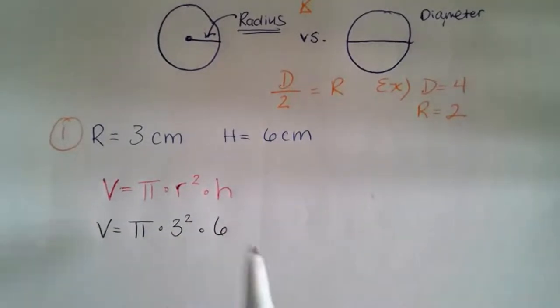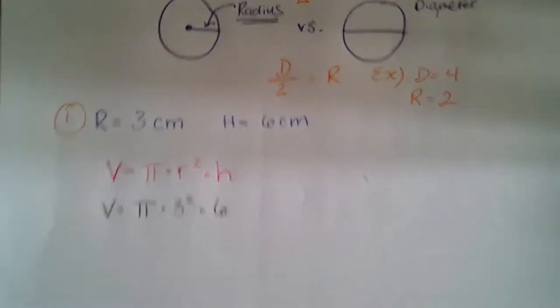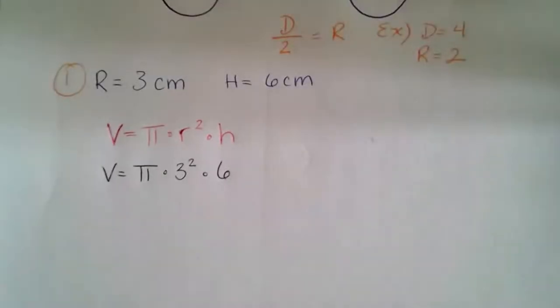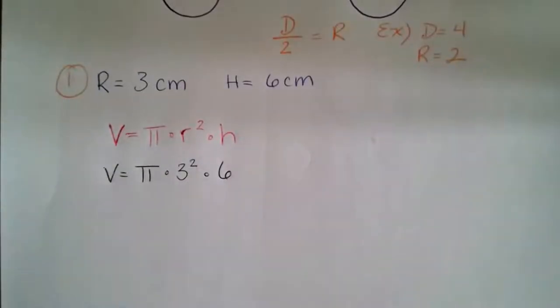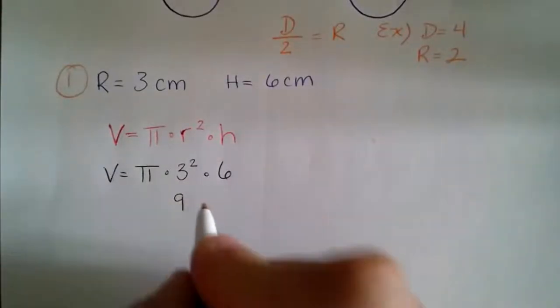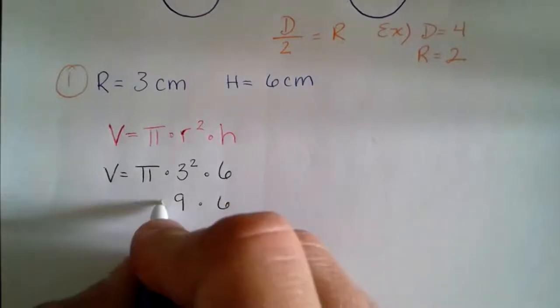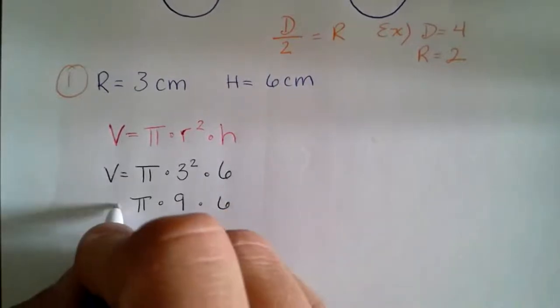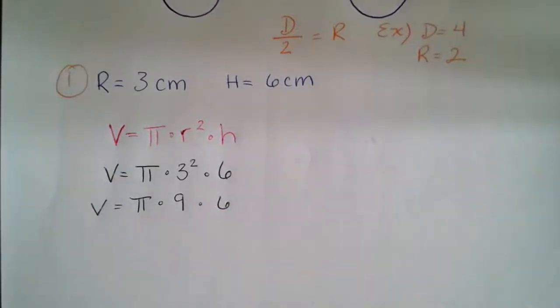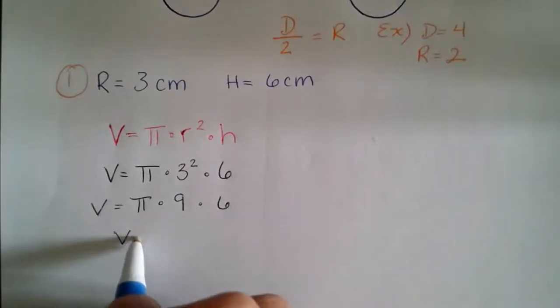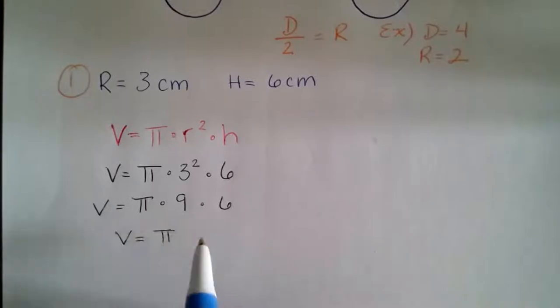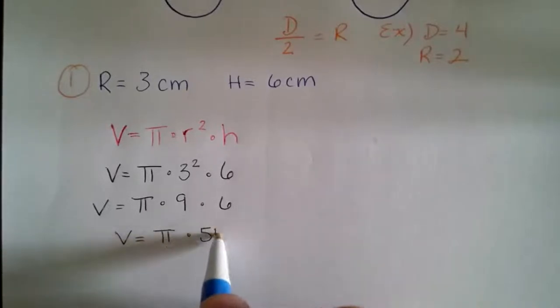And now we are going to solve it. Again, if you do not have a calculator, I'm going to go step by step on how you could potentially do this. 3 squared is really 3 times 3, which is really 9. So it's 9 times 6 times pi equals the volume. 9 times 6 is 54. So really the volume is equal to pi times 54.